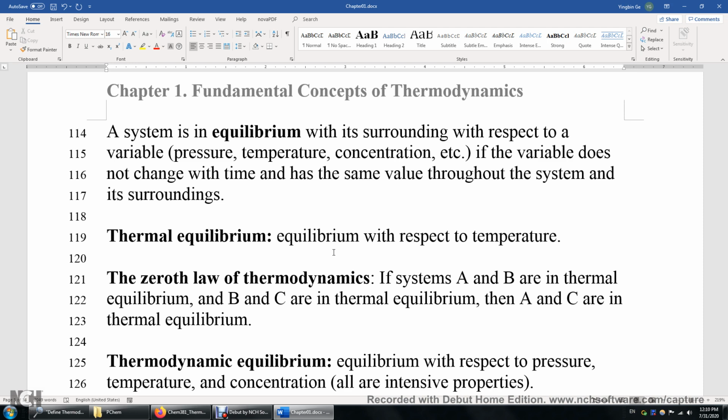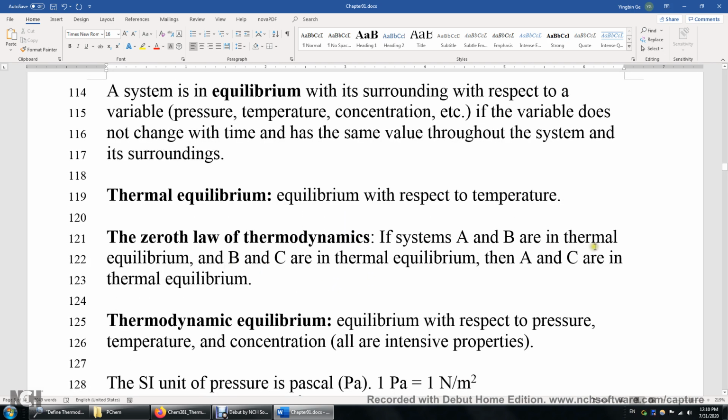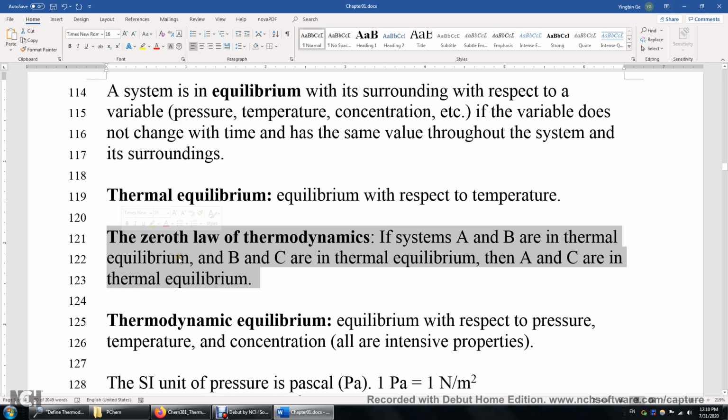All right, so there are different kinds of equilibrium. What's thermal equilibrium? That's just equilibrium with respect to temperature. The zeroth law of thermodynamics states that if A and B are in thermal equilibrium, and B and C are also in thermal equilibrium, then A and C are also in thermal equilibrium. You can replace thermal equilibrium with, say, pressure equilibrium. I think this statement holds true as well.